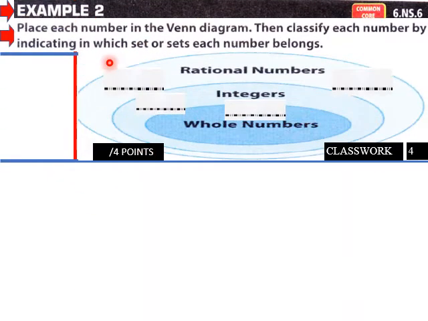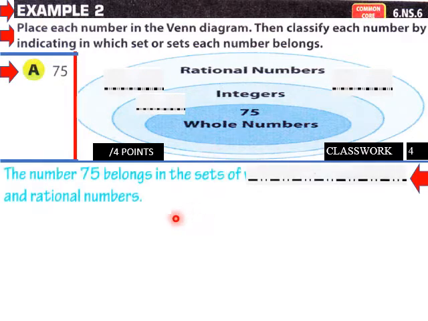Example 2. Place each number in the Venn diagram, then classify each number by indicating in which set or sets each number belongs. So we have our blanks here. We have 75. So which set or sets would 75 be? 75 would be a whole number. It's positive. It's a counting number. It's a natural number. The number 75 belongs in the sets of whole numbers, integers, and rational numbers.